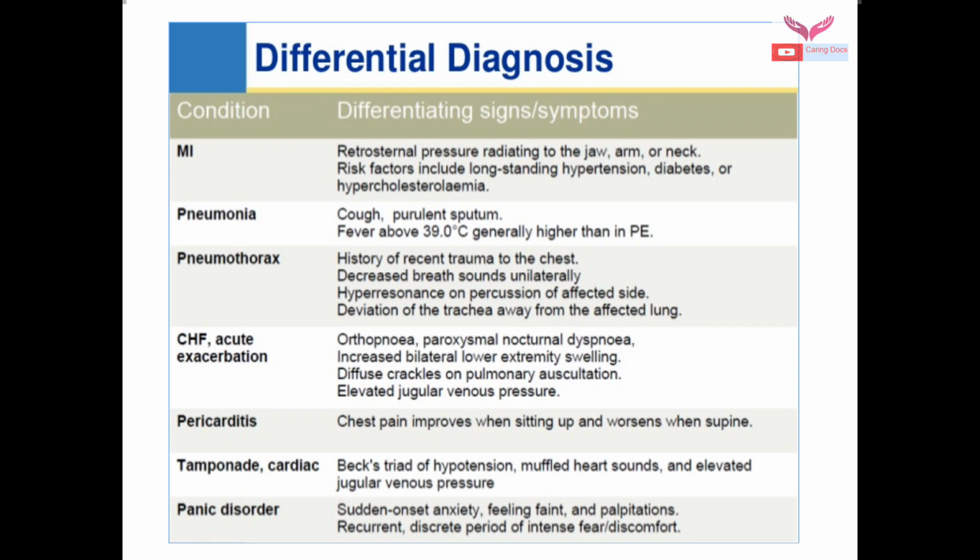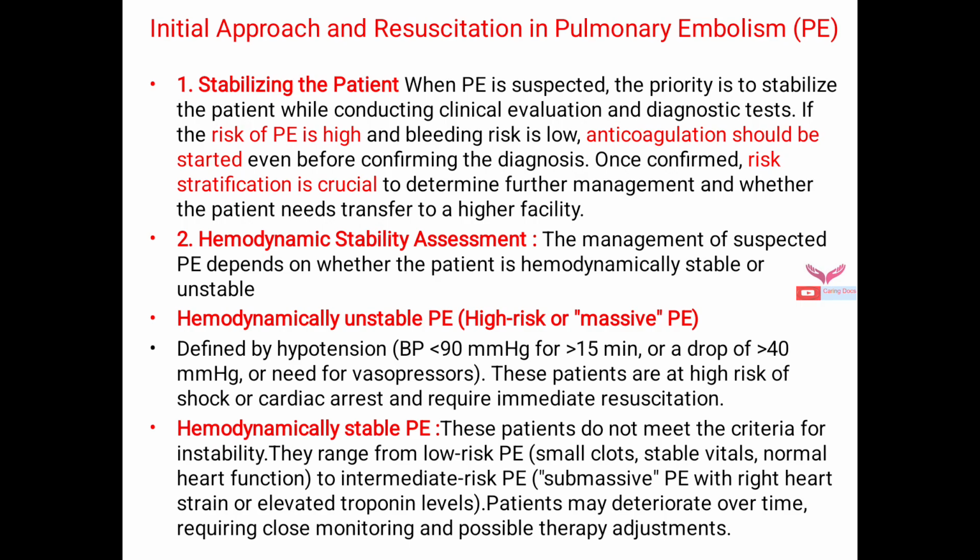Patients of congestive heart failure will have acute exacerbation, history of orthopnea, paroxysmal nocturnal dyspnea, increased bilateral lower extremity swelling, diffuse crackles on pulmonary auscultation, elevated jugular venous pressure. Patients of pericarditis will have chest pain that improves when sitting up and worsens when supine. Patients of cardiac tamponade will have Beck's triad of hypotension, muffled heart sounds, elevated jugular venous pressure. Patients of panic disorder will have sudden onset anxiety, feeling of fainting, and palpitation. These episodes will be recurrent and will have discrete periods of intense fear or discomfort.